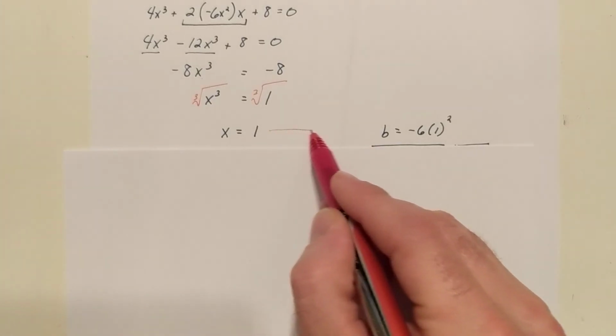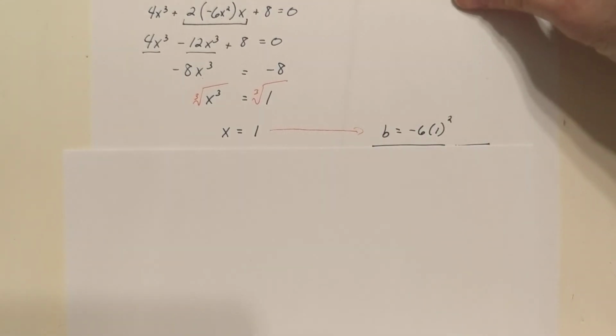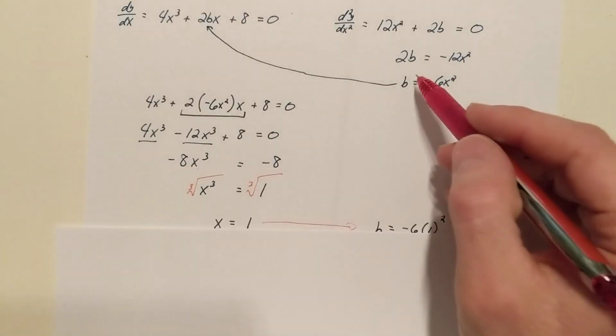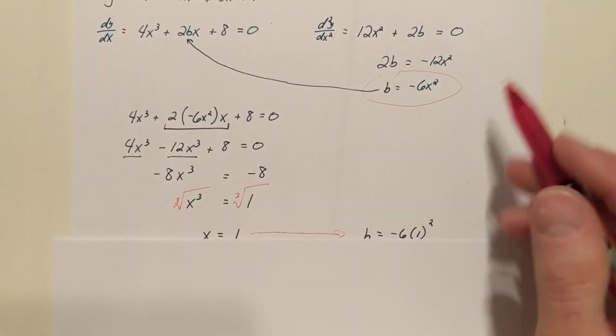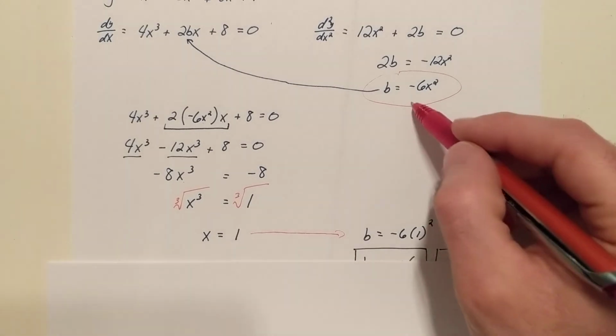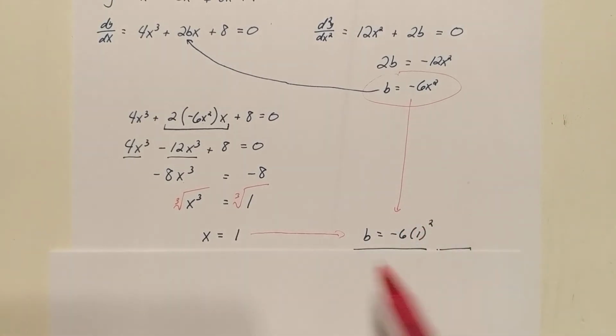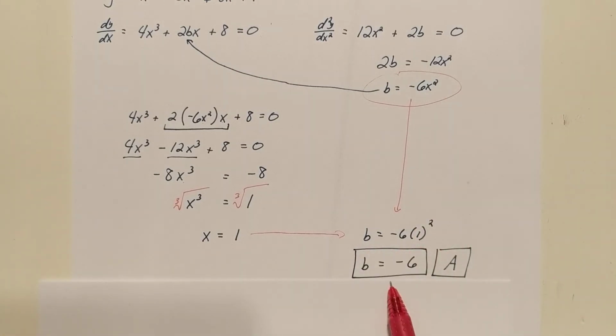So we now needed to use that, coupled with the idea that I just zipped right by here, that b was equal to negative 6 multiplied by x squared. So putting those two concepts together, b is equal to negative 6 times 1 squared. b ended up equaling negative 6, so the correct answer there was A.